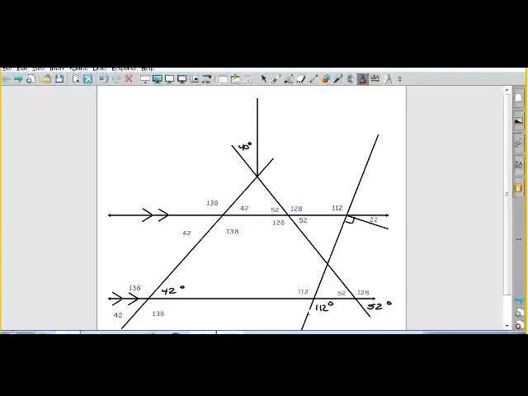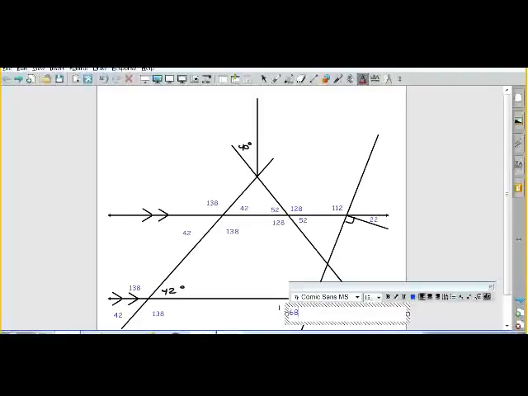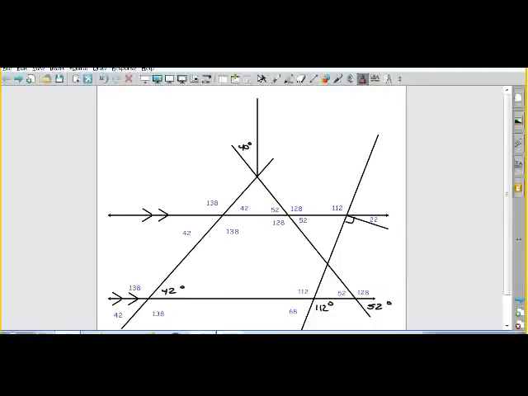And this is a straight line, so if things are not equal to each other, they have to add up to 180, right? Okay. So this number plus that number has to be 180. So what is that number? Use your calculator. 180 minus 112. This angle here is 68 degrees. So this is the small angle.